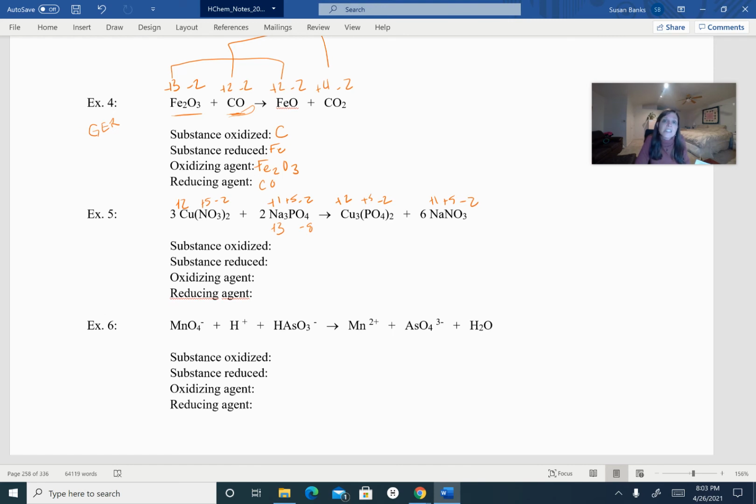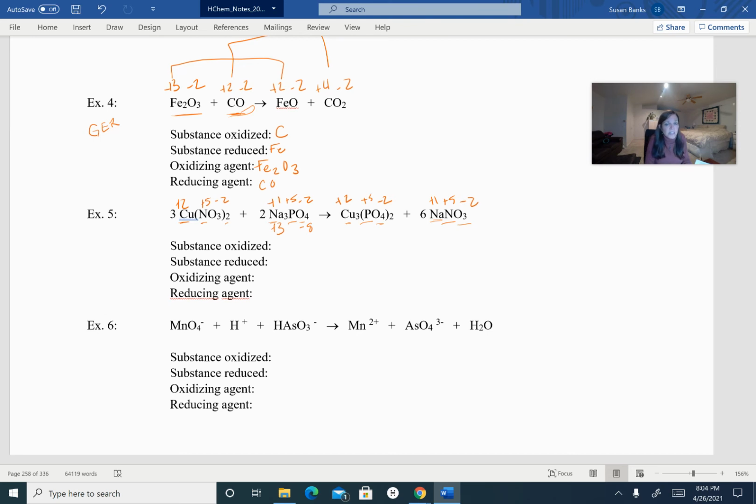Is anything changing? Copper, here's a +2. It's a +2. Nitrogen's a +5, and here it's a +5. Oxygen, -2. It's a -2 here, -2 here, -2 here. Sodium's a +1. Sodium's a +1 here. Phosphorus is a +5. This is a +5. Nothing changed. So do we have redox going on?